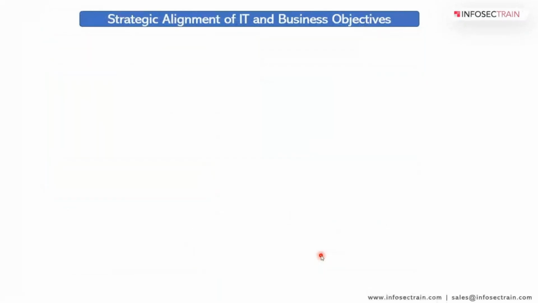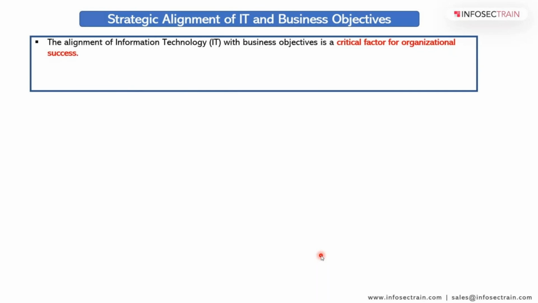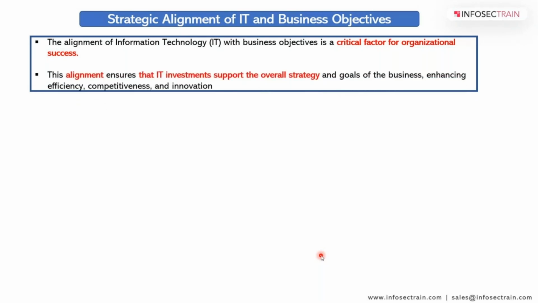Next slide, we'll see strategic alignment of IT and business objectives. As we already discussed, the alignment of IT with business objectives is very critical for organizational success. What does the alignment ensure? The alignment ensures that IT investments support the overall strategy and goals of the business, enhancing efficiency, competitiveness, and innovation.